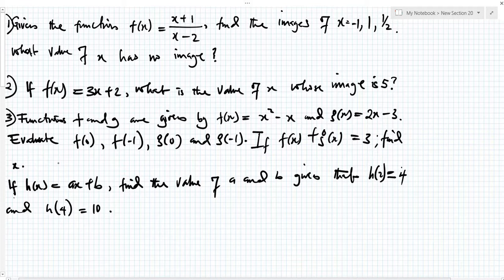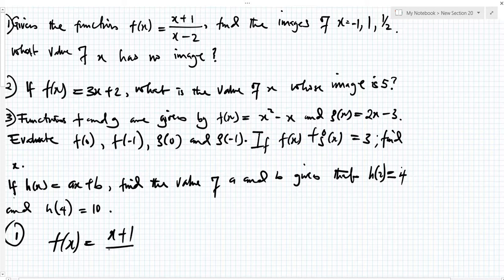Given the function f of x equal to (x plus 1) divided by (x minus 2), find the image of x equal to minus 1, 1 and half. What value of x has no image? Now let's start with question 1. You have f of x equal to (x plus 1) all over (x minus 2).